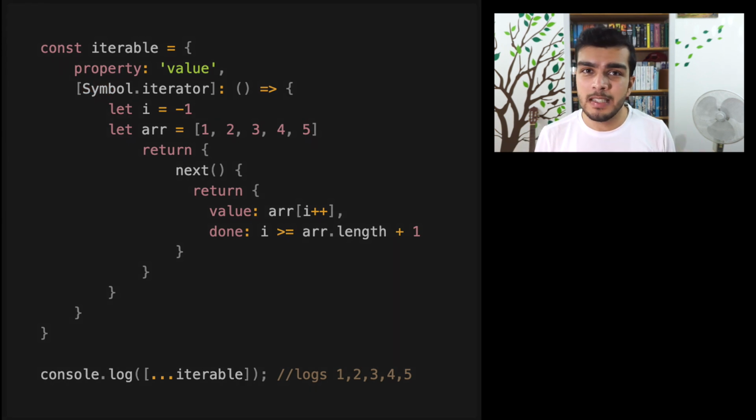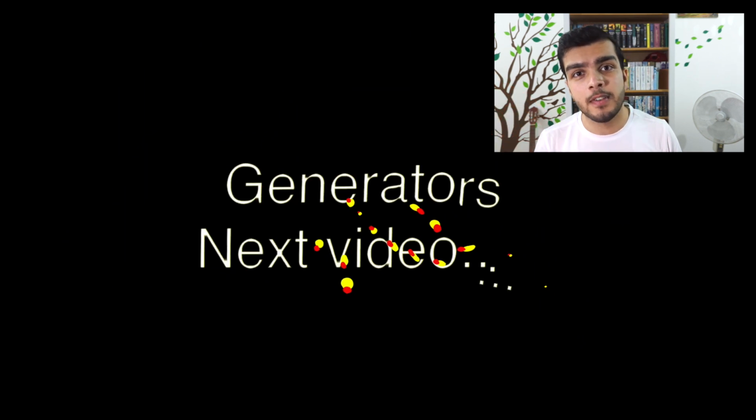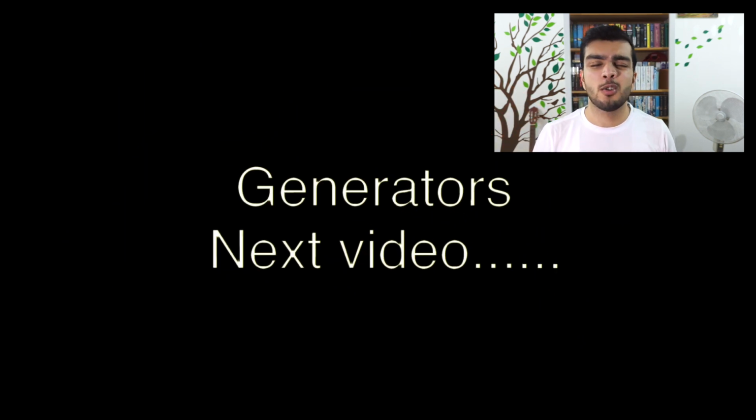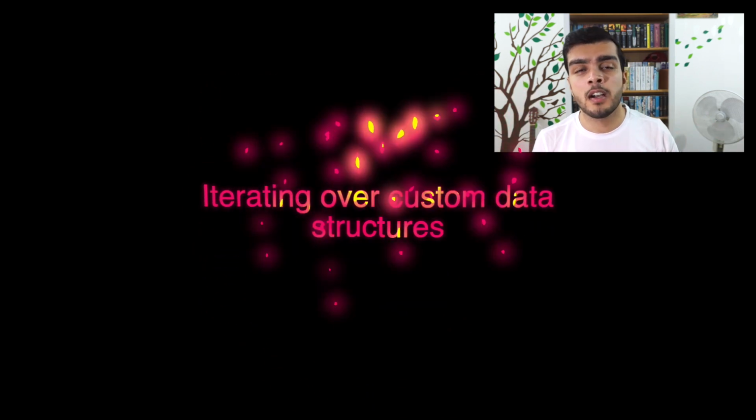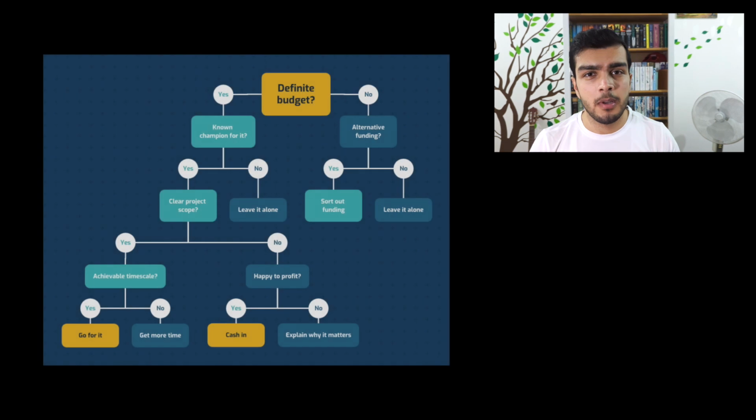I mean, the first use case is generators, but since that's my next video, I'm gonna say no more here. Generators are cool though, stay tuned. Now the second use case for iterators is iterating over custom data structures. So JavaScript doesn't support data structures like trees, but you can quite easily implement your own. Maybe I'll cover these in some future video.